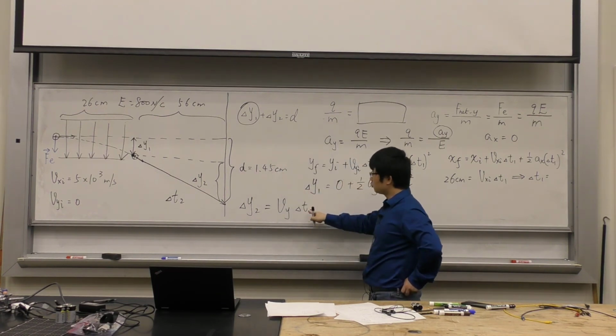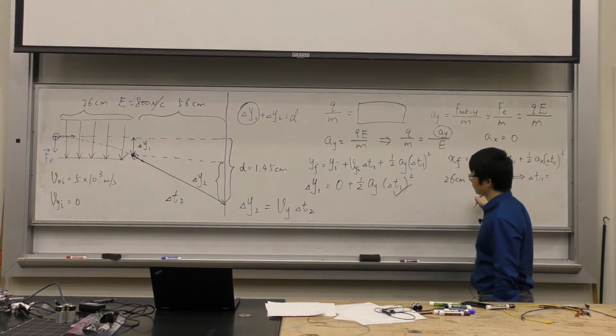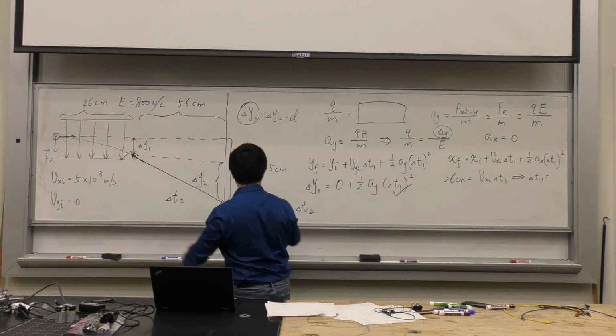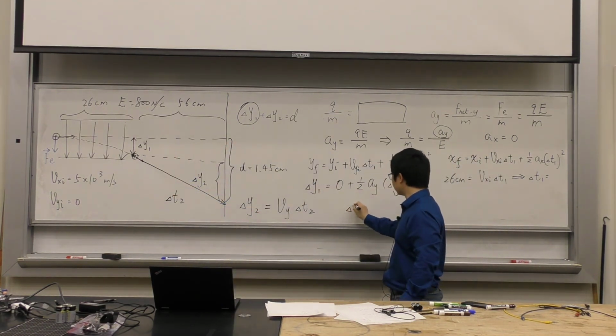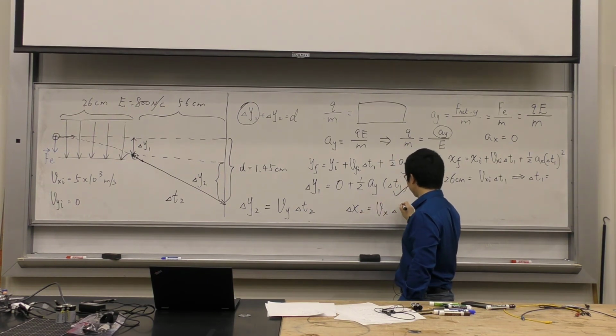Now delta t2, okay, let's see. Delta t2, you can again find it in the x direction like we just did, right? Because in the x direction, you already know the distance. So in the x direction, you will also have this: delta x2 equals v_x delta t2.